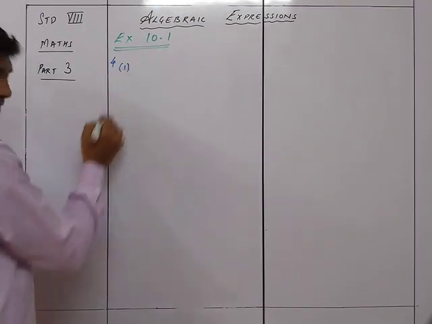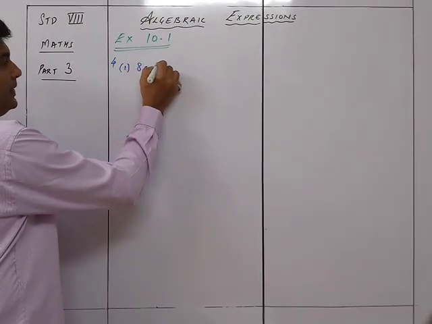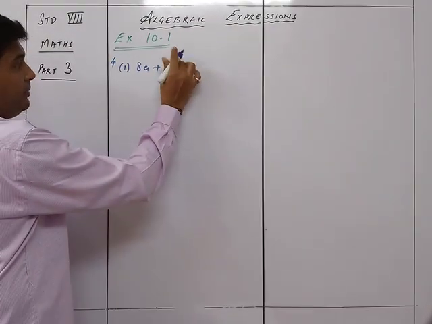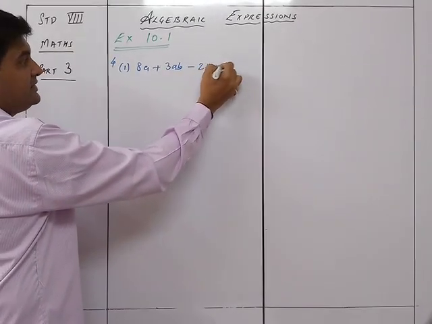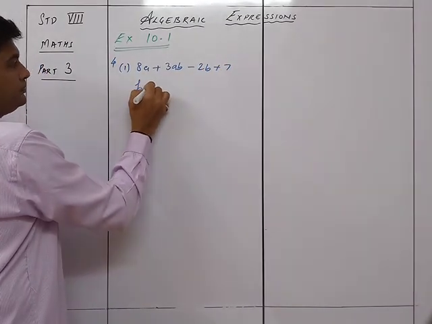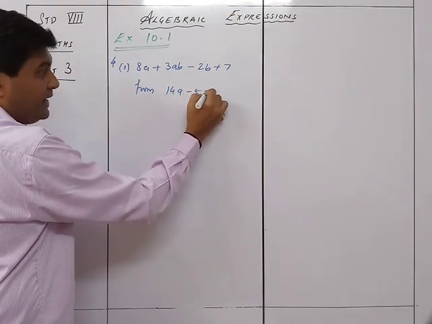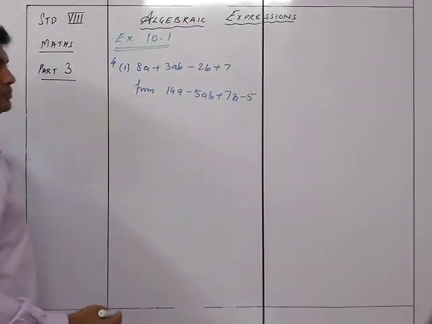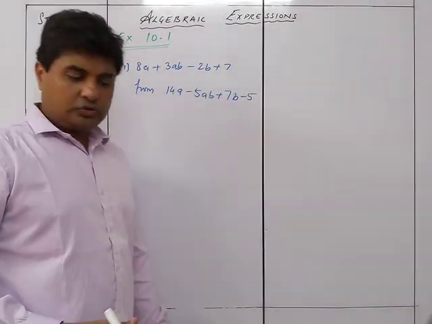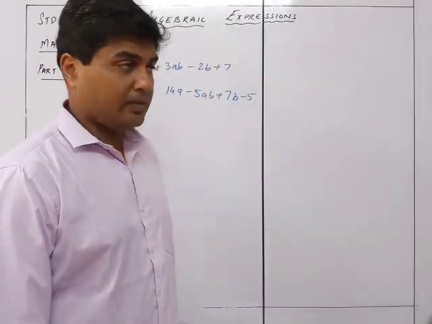That is, the first one is: subtract 8a plus 3ab minus 2b plus 7 from 14a minus 5ab plus 7b minus 5. So as usual, we'll do the first sum by the horizontal method and the second sum by the vertical method.